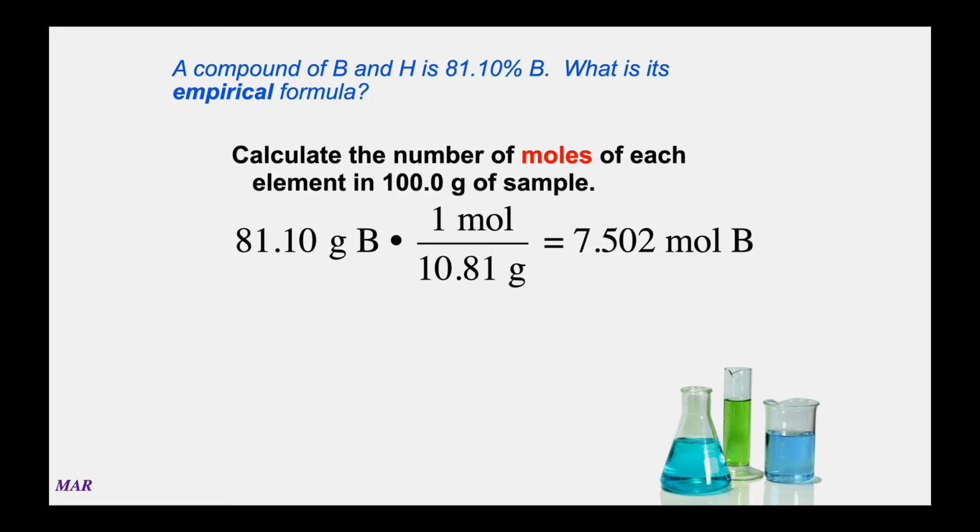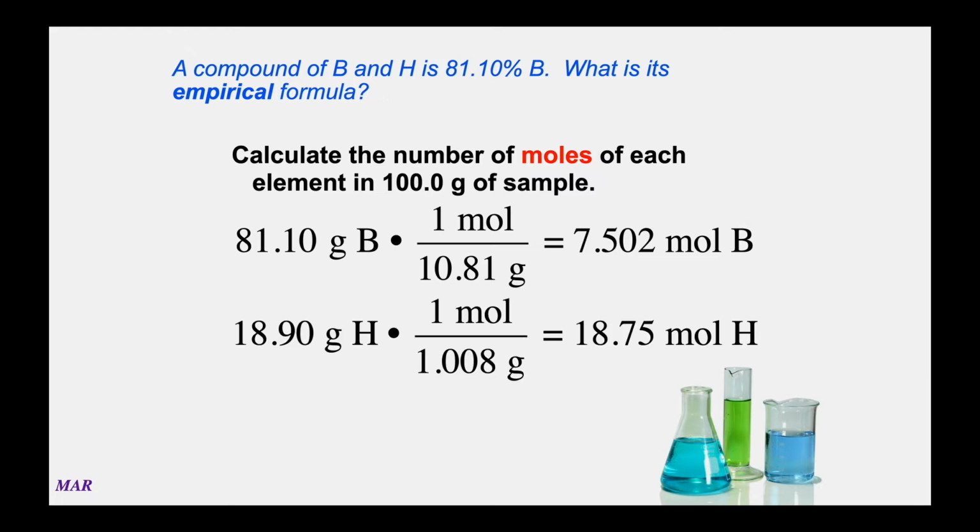Because I assumed 100 grams, 100 minus 81.10 will be the grams of hydrogen. And in your calculator, that comes out to be 18.90 grams. What this also means, of course, is that our sample was 18.90% hydrogen, but we were too cheap, apparently, to do that. Anyway, that's how you find the grams of the other piece. 100% minus the one you know gives you the one you don't know.